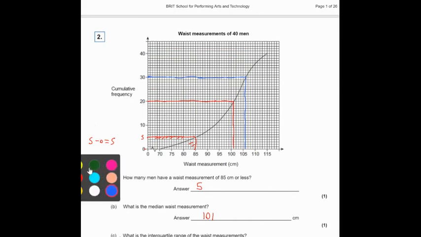So let's change the colors. Pink, I think, is another one that's bright. We can see it.